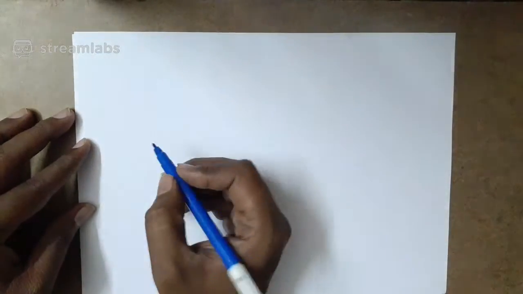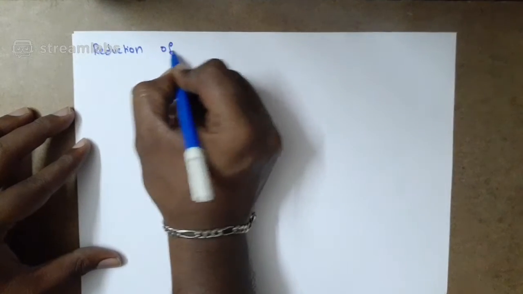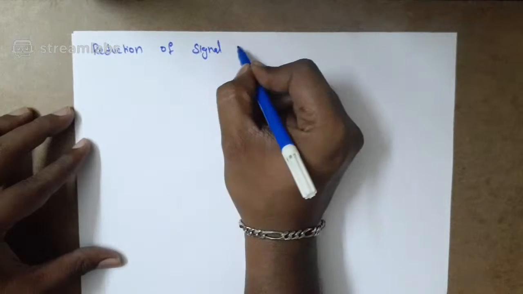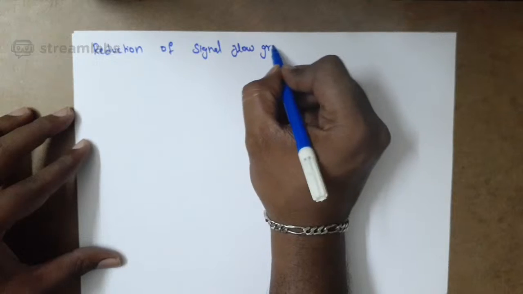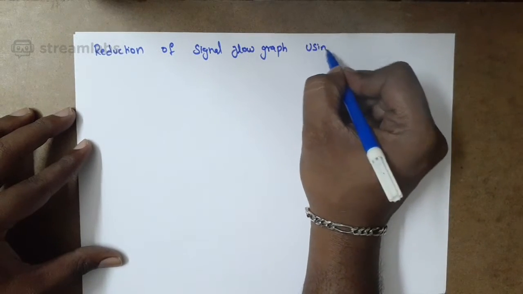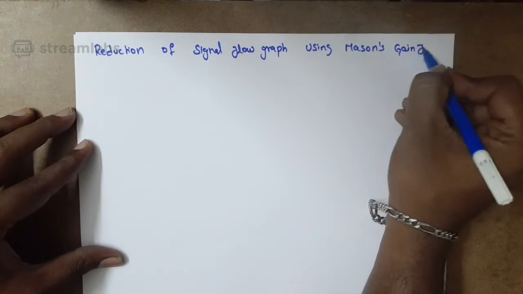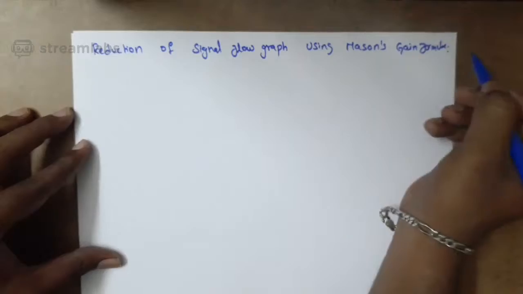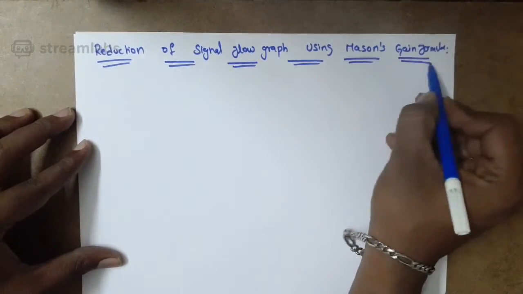So in this class we are going to know about Mason's gain formula, reduction of signal flow graph using Mason's gain formula. Okay. So reduction of signal flow graph using Mason's gain formula.